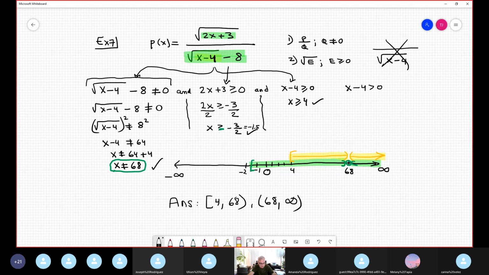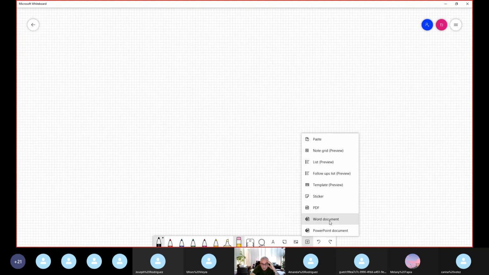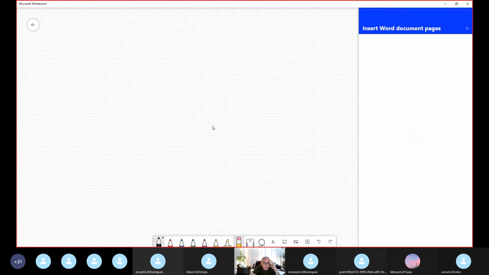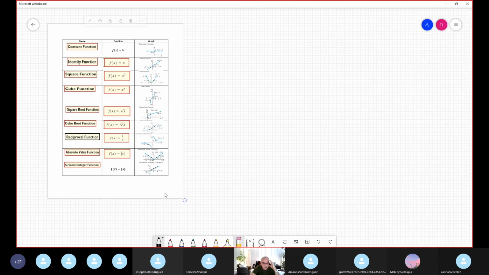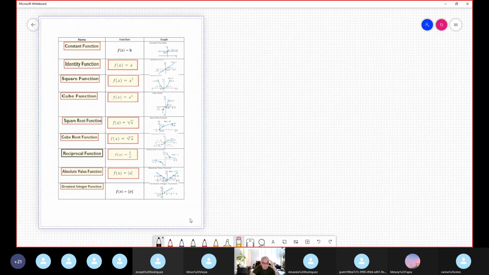Super. Any questions, guys? Okay, because I want to present to you, in the email that I sent today, I sent one document. This document, anytime we can use it in the test. It's the collection of the most important functions that we are studying in college algebra. So these are common functions in college algebra.